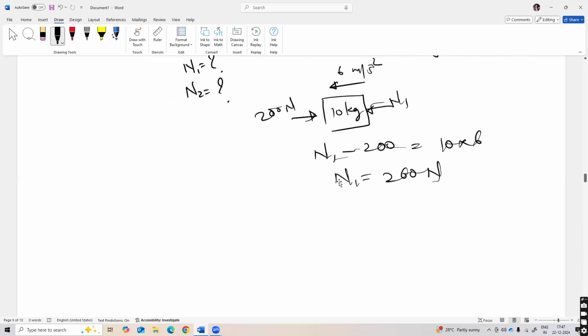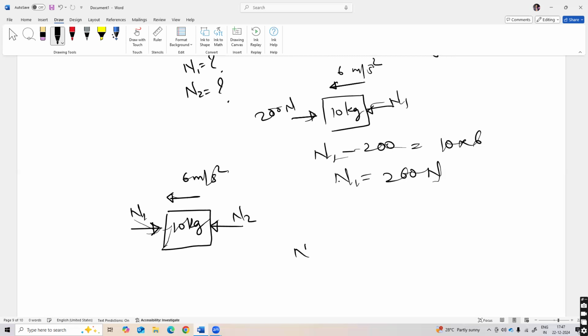Now if we consider the middle block which is also of 10 kg, and there is acceleration of 6 meter per second square. So there is normal reaction N1, and this normal reaction is N2. So net force is N2 minus N1 is equal to mass into acceleration, that is 10 into 6. In this case, N2 minus N1, which is 260, is equal to 60. So N2 we got equal to 320 newton.